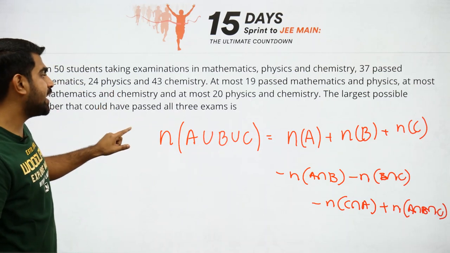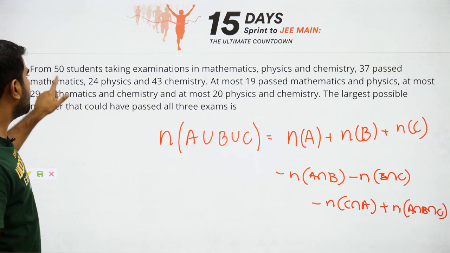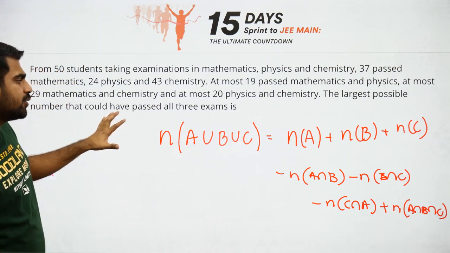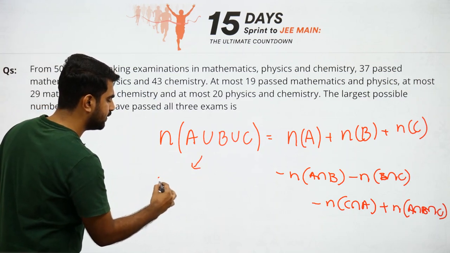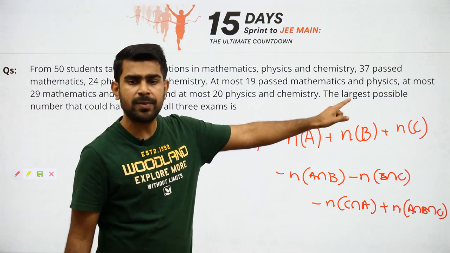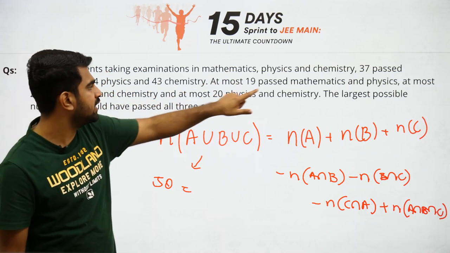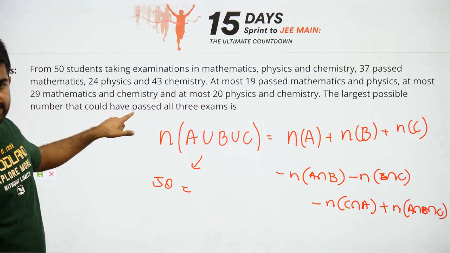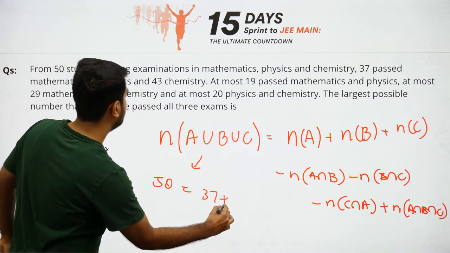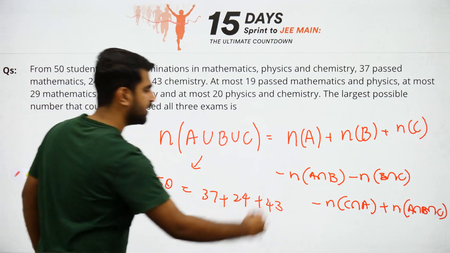Okay, so now let us try to substitute the values into it. How many people are there totally? Totally, there are 50 students only in the class. So this is going to be 50. So 50 is equal to N of A plus N of B plus N of C. That means individual. Individual how many? Maths you have 37, 24 physics and 43 in chemistry. So I can say 37 plus 24 plus 43.